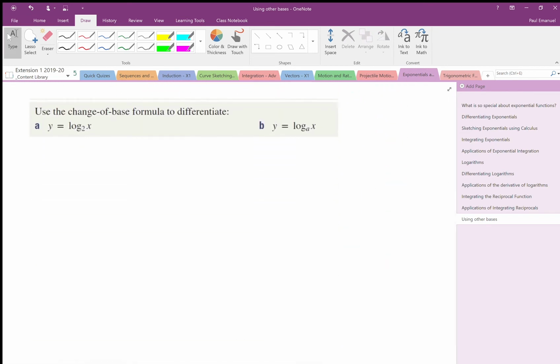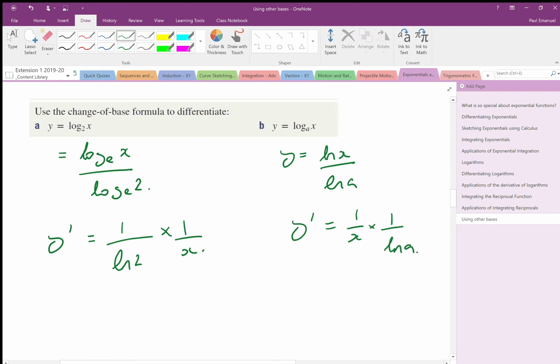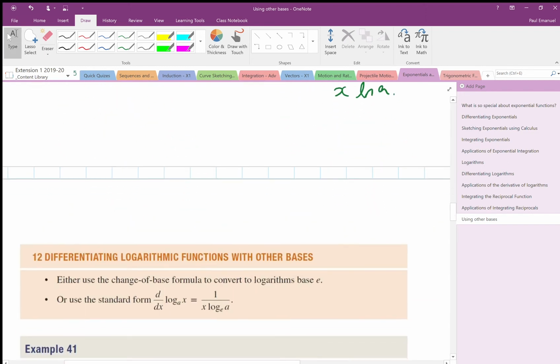Okay, use the change of base formula to differentiate. Just like we've been doing, the base goes to the base. Log base e of 2 is just a number. It's 1 on log 2 times 1 on x. The base goes to the base, so the derivative is 1 on x times 1 on log of a, which I could tidy up as 1 on x log a. Again, you don't memorize, but you can certainly use it.